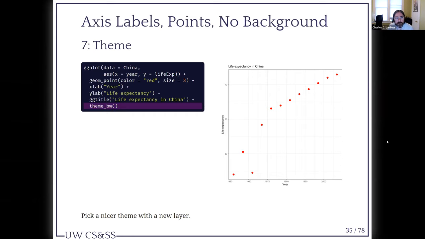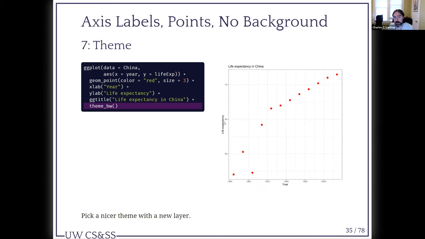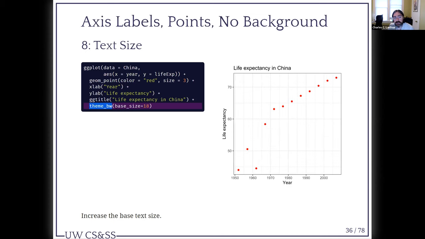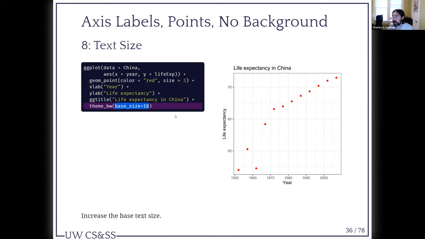Okay, so another thing I might do is notice that my text here and here and here is a little small. I can add an argument in theme that says base size equals 18, and it changes the default font size to 18 point, which just makes everything a little bit bigger because I think the default size is 12 point. Okay, so now my plot looks a little bit better.